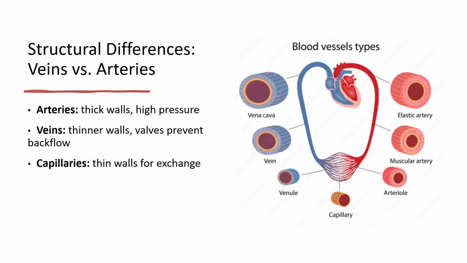Arteries have thick walls to handle high pressure. Veins have thinner walls and valves to prevent backflow. Capillaries are very thin to allow exchange of gases, nutrients, and wastes.